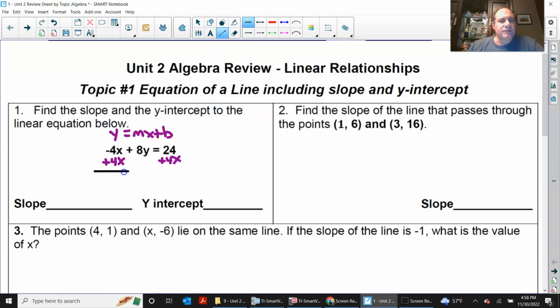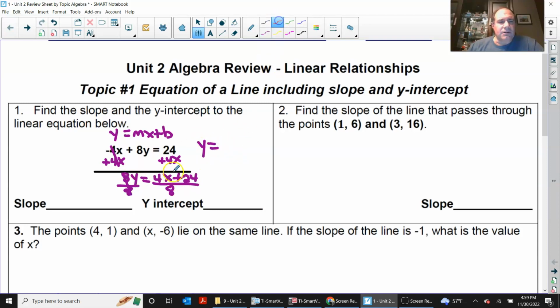Once you add 4x on both sides, you're almost there, but you're not quite there. You have 8y now equals 4x plus 24. Once you have that, then you divide by 8 on both sides, and you will get y equals, and just take a look, this is kind of like the butterfly method that you divide with. 4 over 8 is 1/2 x. Bring down that x. And then you have 24 divided by 8 is 3.